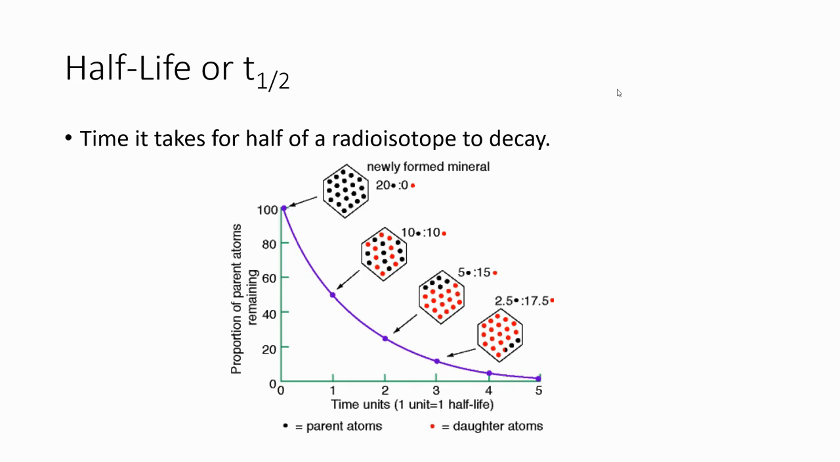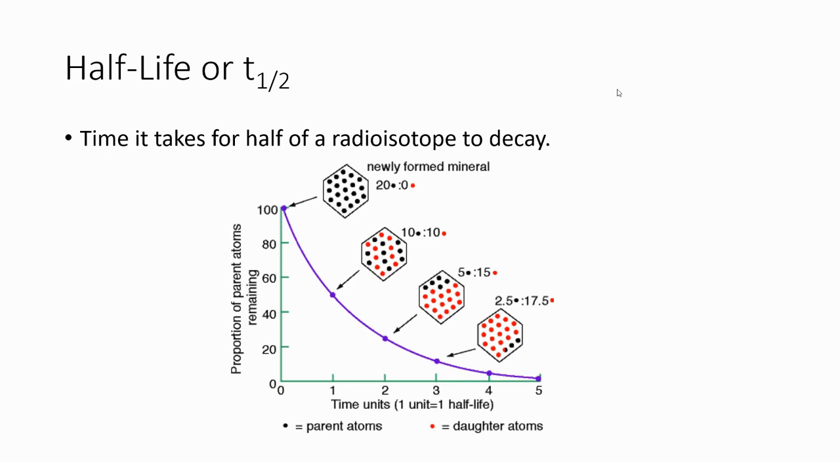So at time 0, we have all of our sample. At time 1 half-life, we have half of our sample. Half of our sample has converted into something else. At time 2, half of that sample has converted into something else. So every time we're cutting our sample in half, that's the half-life, the time it takes for half of our sample to decay. So this follows an exponential decay type of curve.